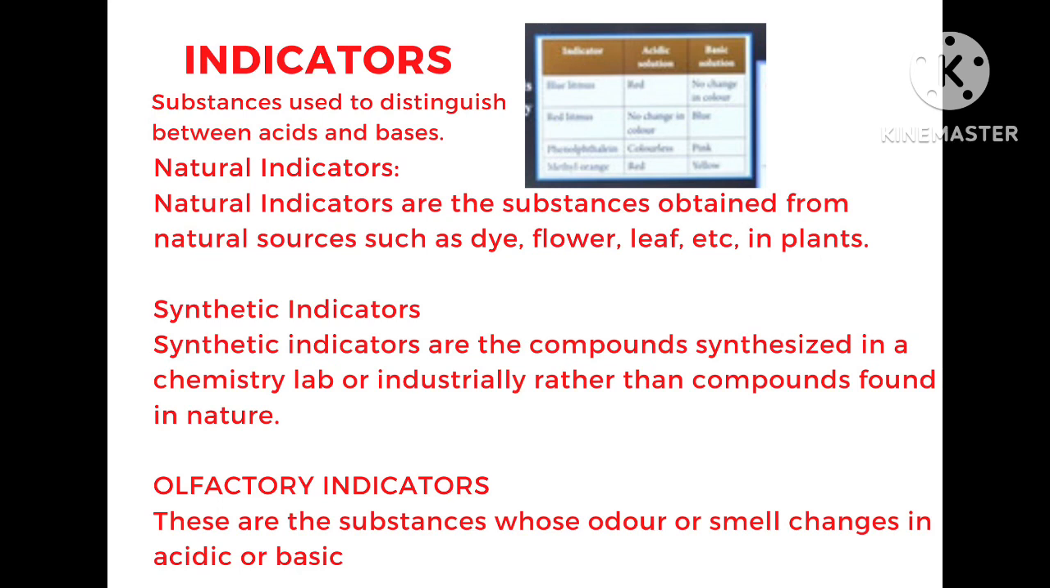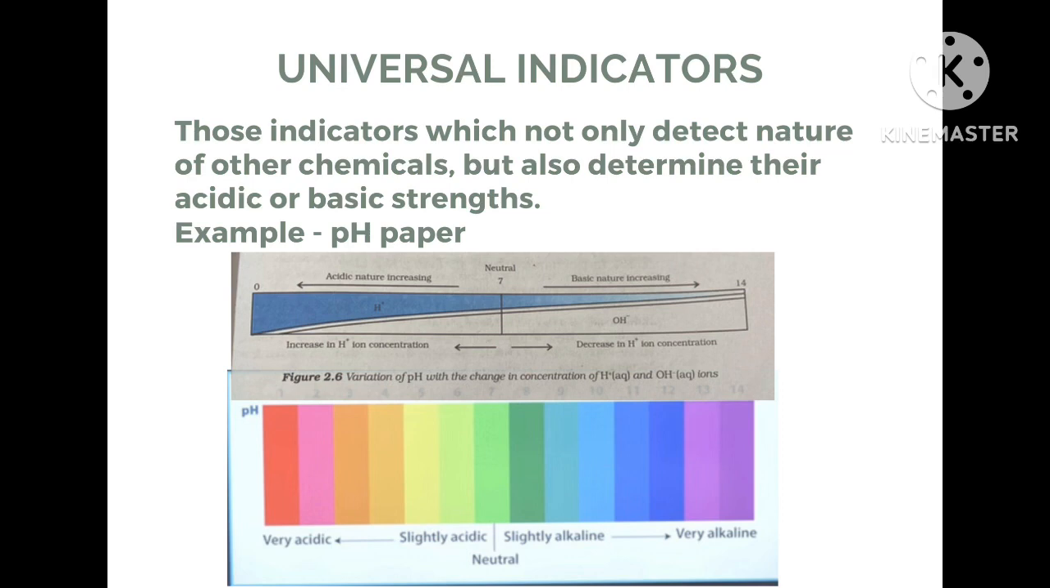Second category is synthetic indicators. These are the compounds synthesized in a chemistry lab or industrially rather than compounds found in nature. For example, phenolphthalein. Third category is olfactory indicators. These are the substances whose odor or smell changes in acidic or a basic medium. For example, vanilla essence. But the problem here comes is that they only tell about the presence of an acid or a base. They don't tell about how strong an acid or a base is.